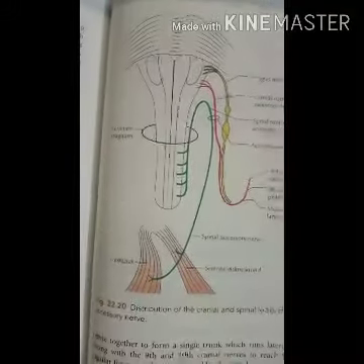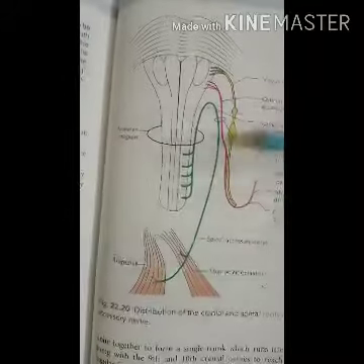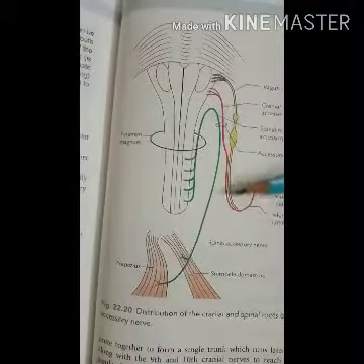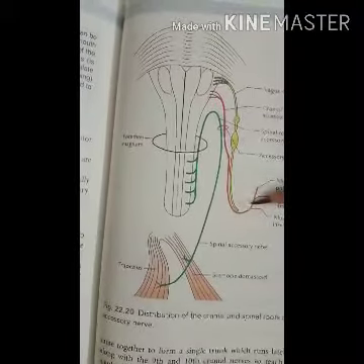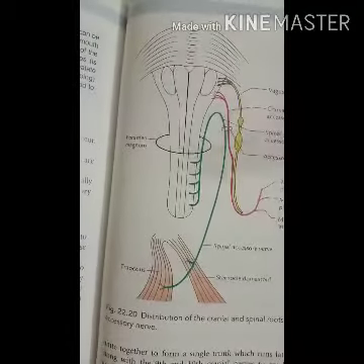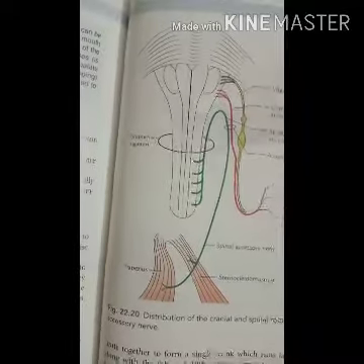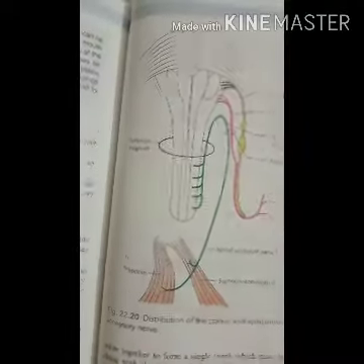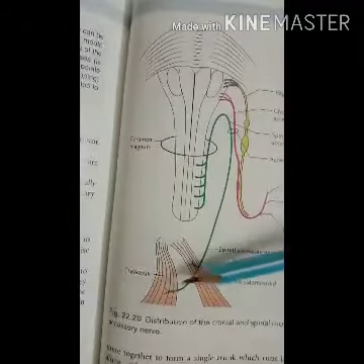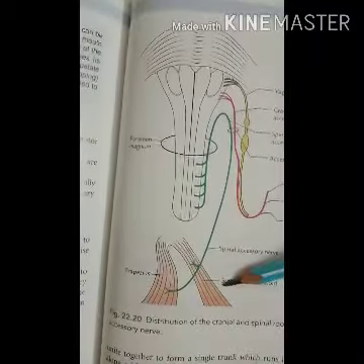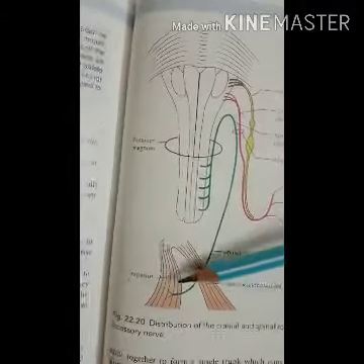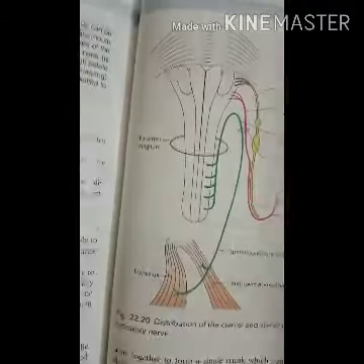Then the distribution. The cranial root, the red color, of the accessory nerve, via the vagus nerve and the pharyngeal plexus of nerves, supplies all muscles of the palate, all muscles of the pharynx and all intrinsic muscles of the larynx. The spinal root of the accessory nerve supplies two muscles: the sternocleidomastoid muscle along with the C2 and C3 spinal nerves, and the trapezius muscle along with the C3 and C4 spinal nerves.